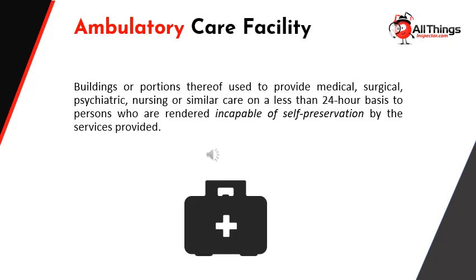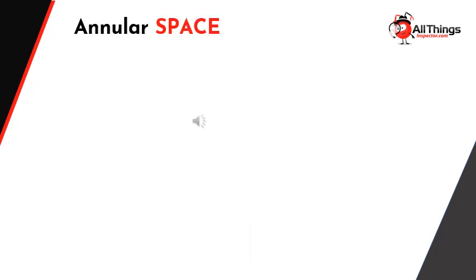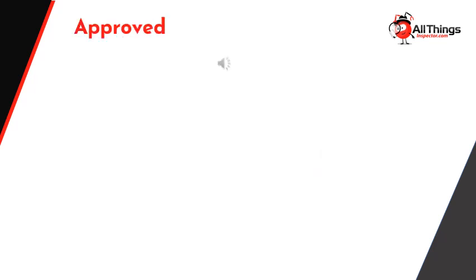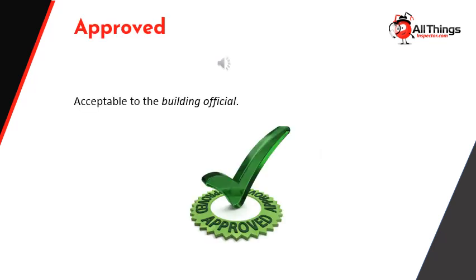Ambulatory care facility. Buildings or portions thereof used to provide medical, surgical, psychiatric, nursing, or similar care on a less than 24-hour basis to persons who are rendered incapable of self-preservation by the services provided. Annular space. The opening around the penetrating item. Approved. Acceptable to the building official.